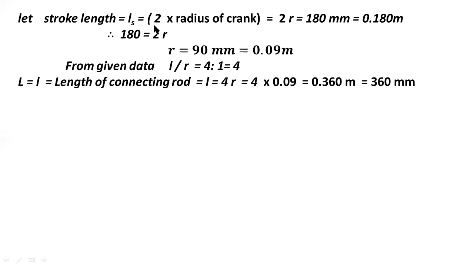The formula for stroke length is equal to 2 times the radius of crank. So here ls equal to 180 mm. Substitute the value of ls, and then you will get the value of r. R is the radius of the crank, that is 90 mm.